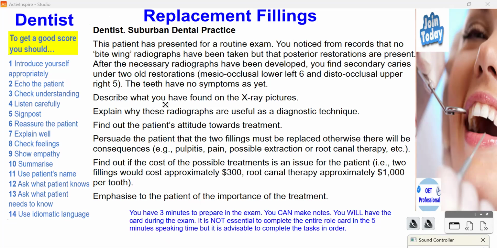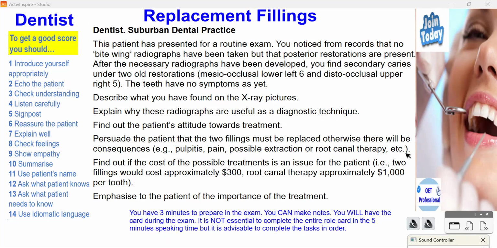Describe what you have found on the X-ray pictures. Explain why these radiographs are useful as a diagnostic technique. Find out the patient's attitude towards treatment. Persuade the patient that the 2 fillings must be replaced, otherwise there will be consequences, e.g., pulpitis, pain, possible extraction or root canal therapy, etc.